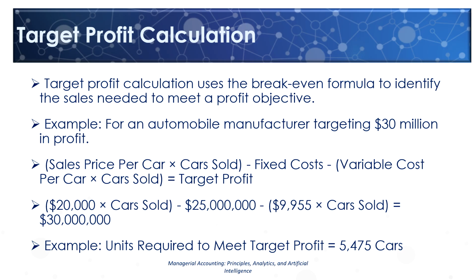Using the example earlier in the chapter, let's add some numbers. The sales price was $20,000 per car. The fixed cost was $25 million, and the variable cost was $9,955 per car sold. Our target is a profit of $30 million. Solve for cars sold. In this example, the required units to meet the target profit are 5,475 cars. Again, solving for cars sold.